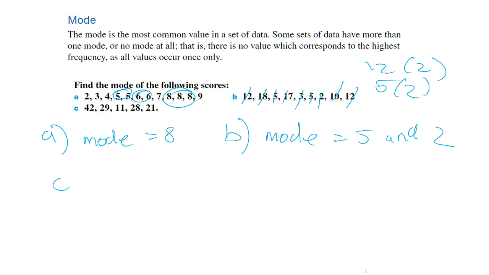Okay. C. Do we have any numbers in common? No, we don't. So what we say there is essentially there's no mode in terms of what's written here. It's saying there's no one specific mode. They're all a mode because there's one of each of them. So effectively, that's why we say there's no specific mode here.